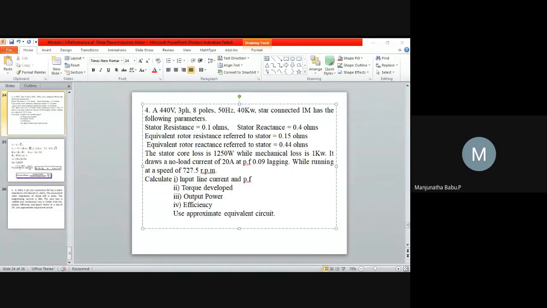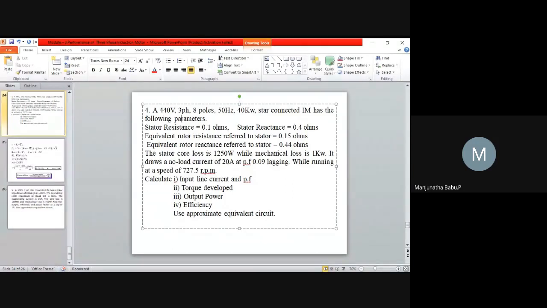So I0 is given as 20 amps at a power factor of 0.09 lagging. So the no load current is lagging at a power factor of 0.09. While running at a speed of 727.5 RPM, so that is N given. So calculate the input current and power factor.